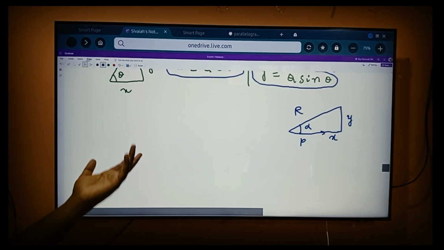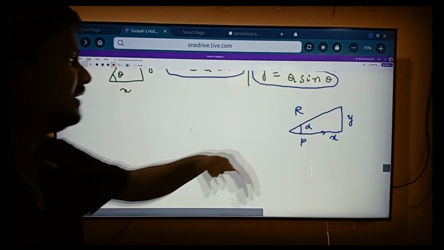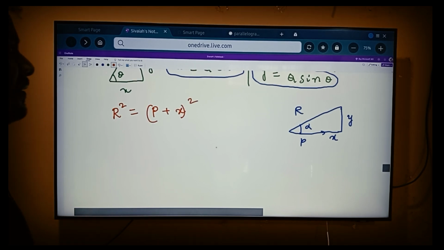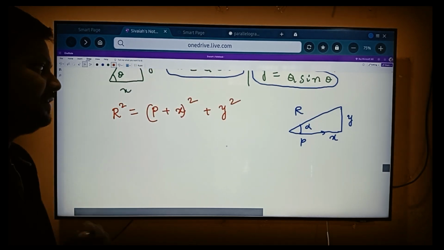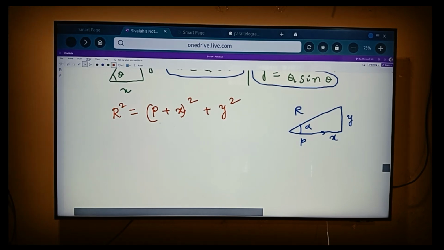So if you are taking magnitude, then we can consider Pythagoras theorem. So what is Pythagoras theorem? Hypotenuse square equal to side square plus side square. What is hypotenuse square? So R square equal to (P plus x) whole square plus y square. I want to find out only the magnitude of the resultant, so that's the reason I'm concentrating only on the magnitude of the resultant.